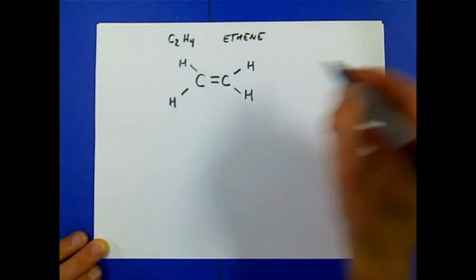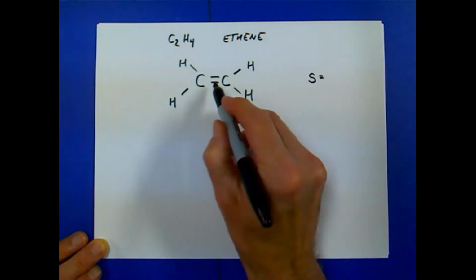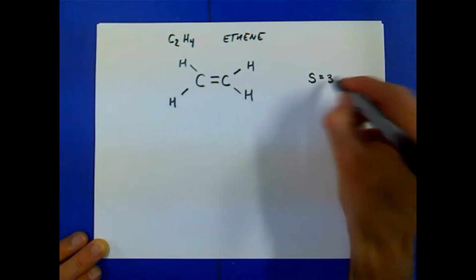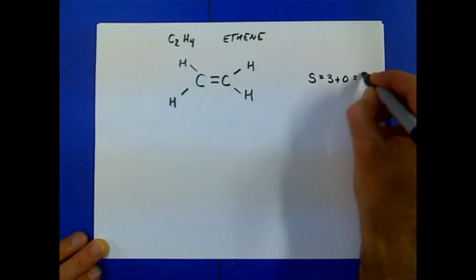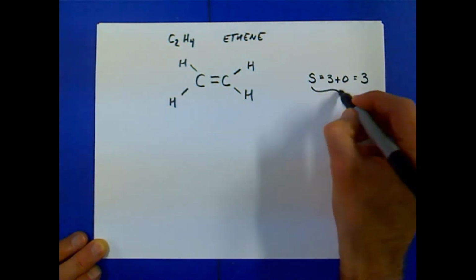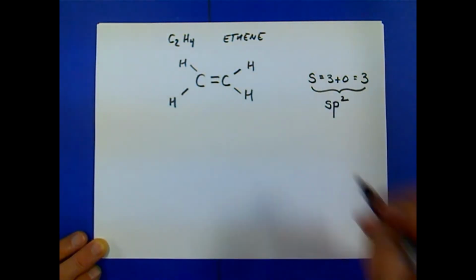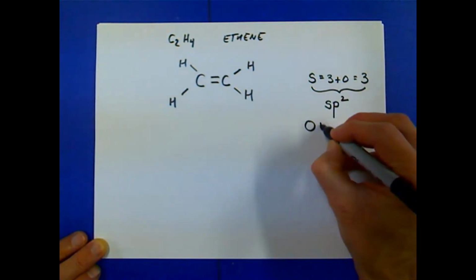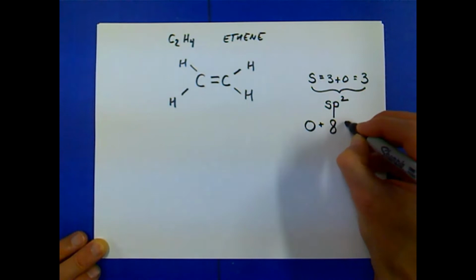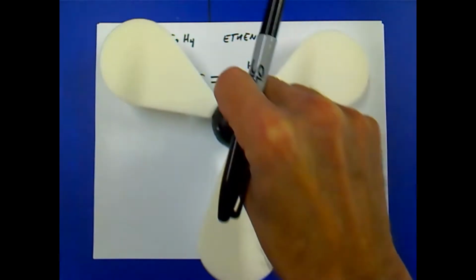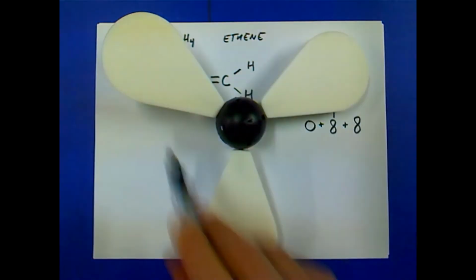Now, if I look at the steric number of each carbon, this carbon is attached to 1, 2, 3 other atoms, and there's no lone pairs. The steric number is 3. This tells me the carbon is going to be sp2 hybridized, in which a single s orbital and two p orbitals mix, and those 3 orbitals produce 3 sp2 hybrids. They're going to point to the corners of an equilateral triangle, such as what you see here.